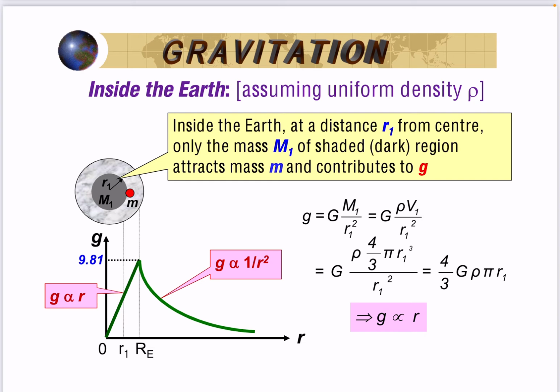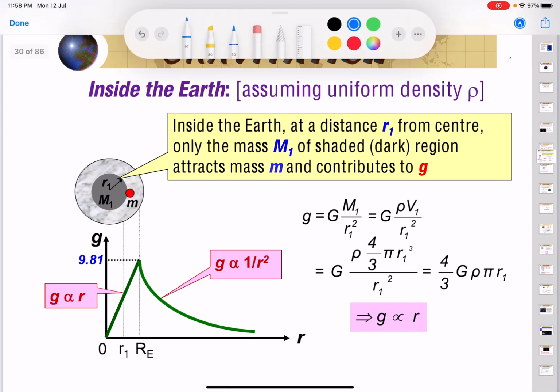This is an interesting result because it shows that the gravitational field strength increases linearly with r as you move from the center of the Earth to the surface of the Earth, with a maximum of 9.81 at the surface of the Earth. Then when you move beyond the surface of the Earth, it decreases as 1 over r squared, as we learned in the last lecture.